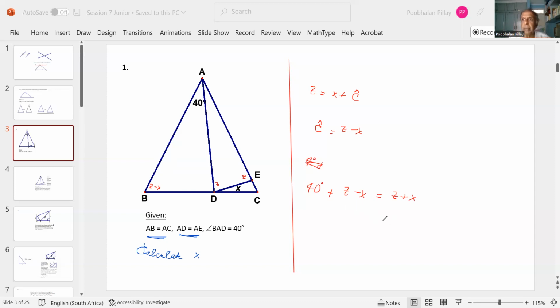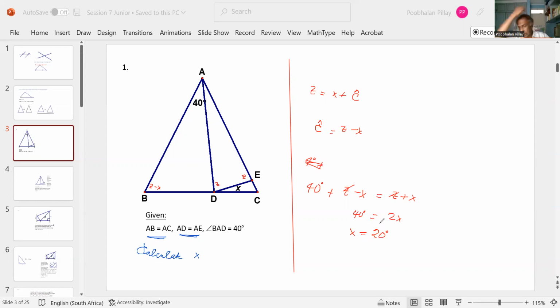Okay. So we have this equation, 40 plus Z minus X. These are the two corner angles in the flag, equals Z plus X. And this is the exterior angle of the flag. We're using the exterior angle theorem. And now you can see the Z's cancel, this plus Z occurs twice. And the X's, if you take it to the other side, you get X plus X, which is 2X. 2X equals 40, and X equals 20 degrees.